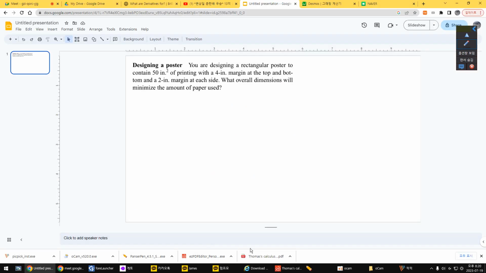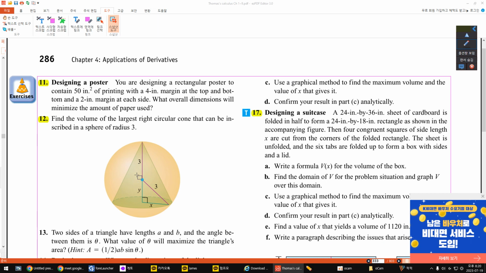How about this cone inside the sphere, we want to make the volume of the cone largest possible.